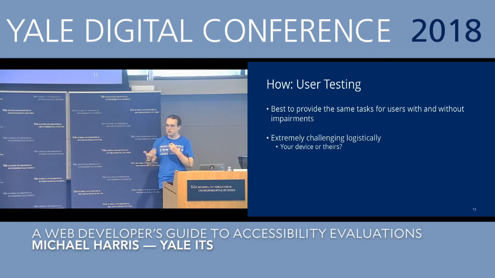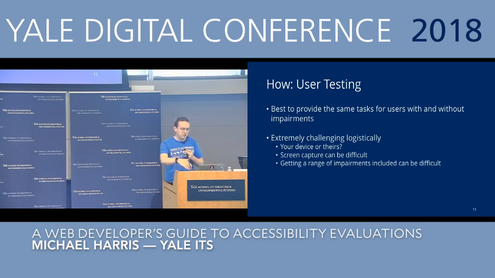It can be extremely difficult logistically because when you're doing user testing, most often you like people to use the device you provide, but people with disabilities often like to use their own devices, and that can create a lot of issues around screen capture. Maybe they have interesting configurations. Maybe you don't have access to that technology to replicate those issues. Screen capture can be difficult. Getting a range of people with various impairments can be difficult for user testing. It's just an expensive task.